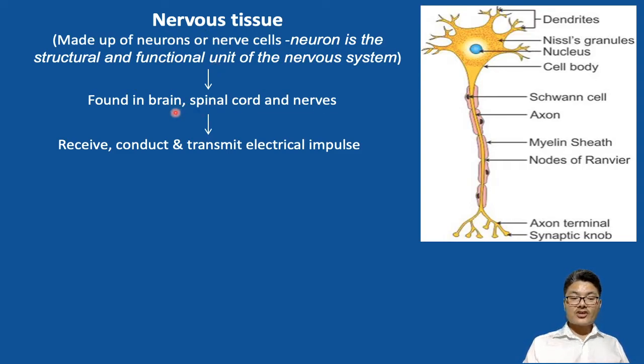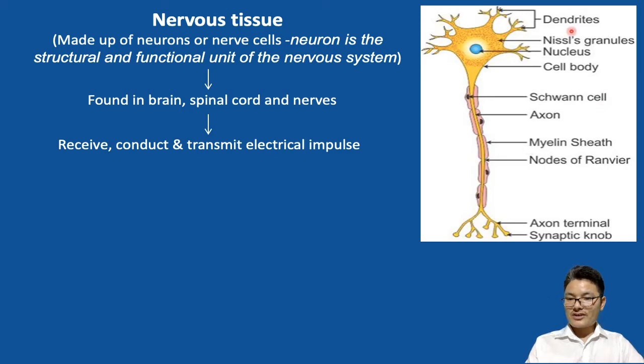And the main function of nervous tissue is helping in collecting or receiving the stimuli or electrical impulse, and it helps in conduction of the electrical impulse through the neuron, and it is going to transmit or transfer the electrical impulse to the next neuron, to another neuron. So this is how neurons are helping in control and coordination of different organs in our body.